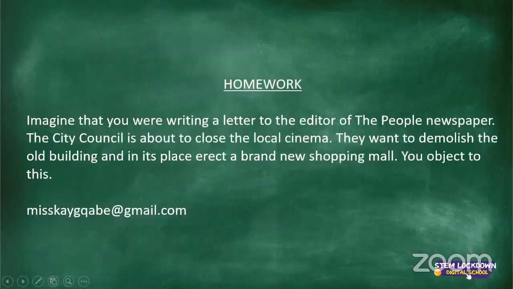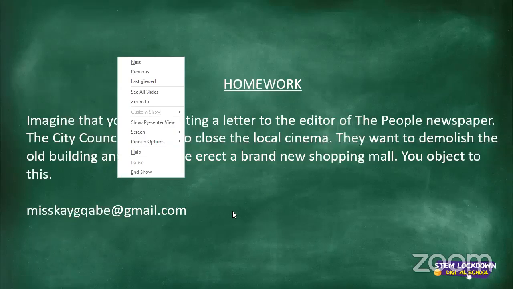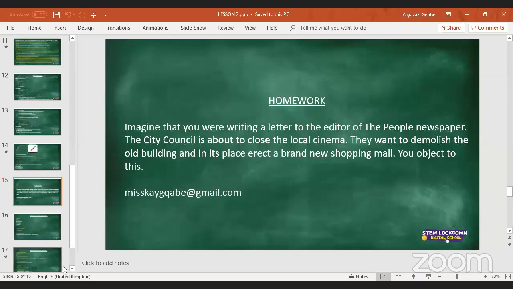Okay, quickly guys, this is your homework and it's due on Thursday. So imagine that you are writing a letter to the editor of the People newspaper. The city council is about to close the local cinema. They want to demolish the old building and in its place, erect a brand new shopping mall. So you object to this. Let me just show you quickly the rubric. You'll be able to find the homework on our website as well, but I'm going to show it to you quickly.